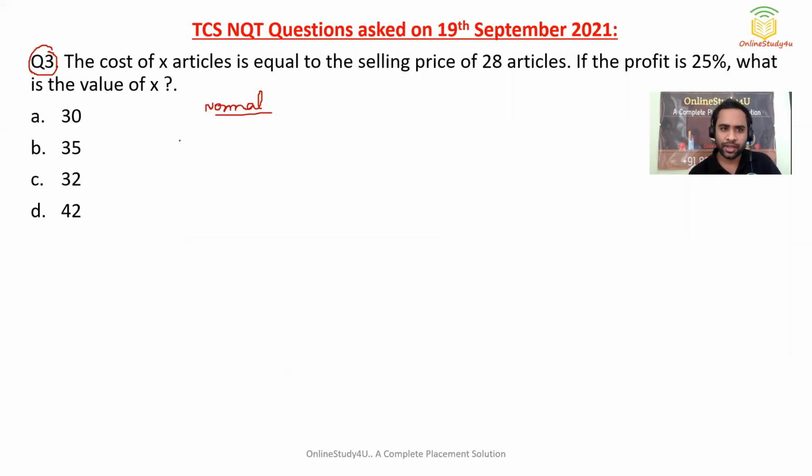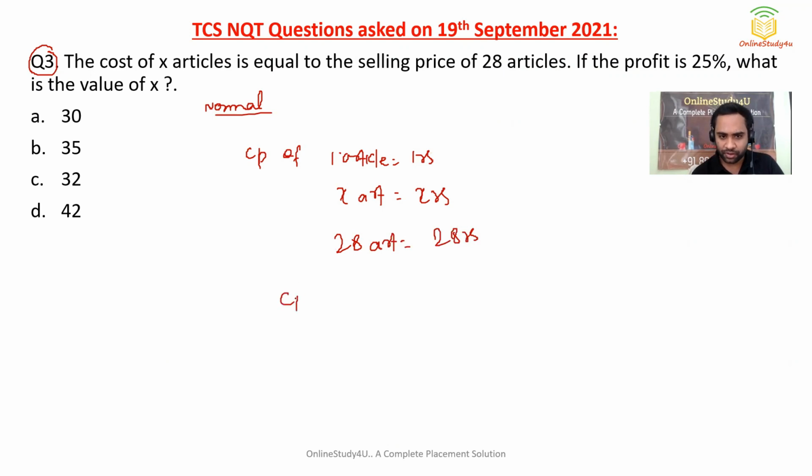The cost price of X articles is equal to the selling price of 28 articles. So let us assume the cost price of one article is 1 rupee. So for X articles, the cost price will be X rupees. For 28 articles, the selling price will be 28 rupees.